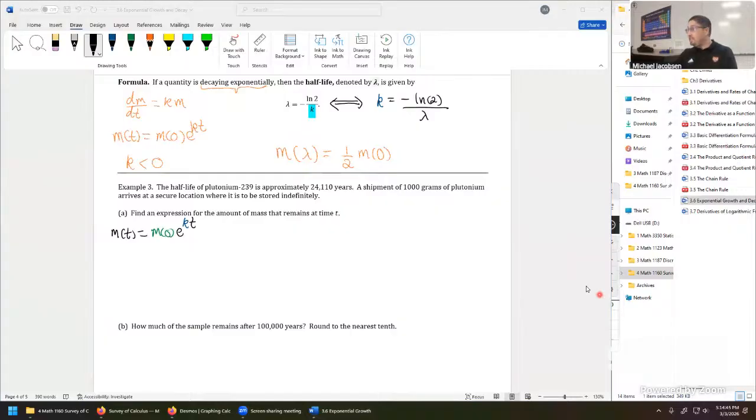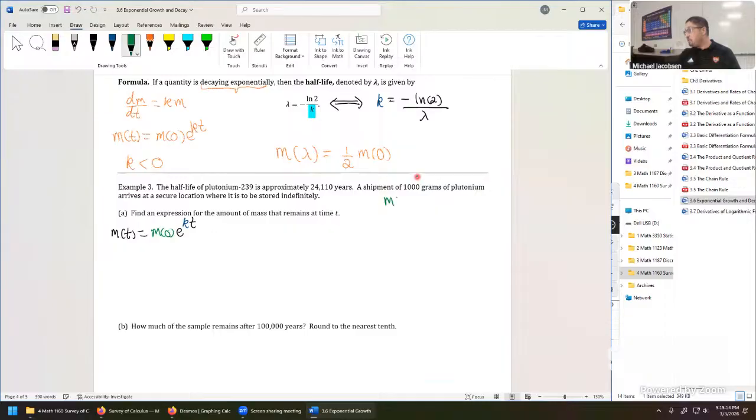Yeah, absolutely, Naomi. It's the initial 1,000. So when it says a shipment arrives at a secure location, we're going to say the moment it's checked in, the clock starts. That's mass at time 0. And they're probably going to weigh it to make sure no one stole any and make sure it's really 1,000 grams. But it's a pretty stable amount. So if it left one location at this amount, it's probably going to arrive at the next location very, very close to that same amount.